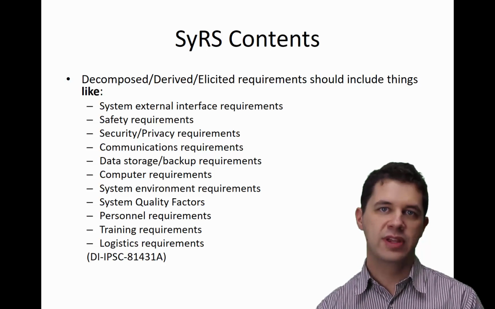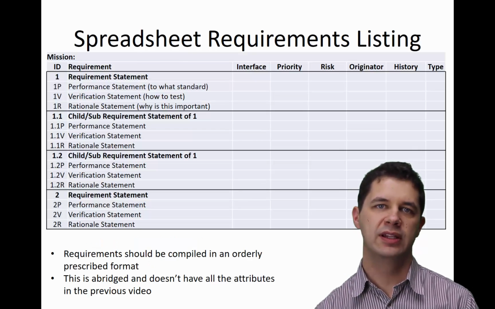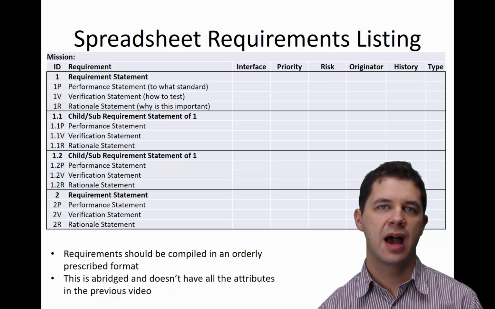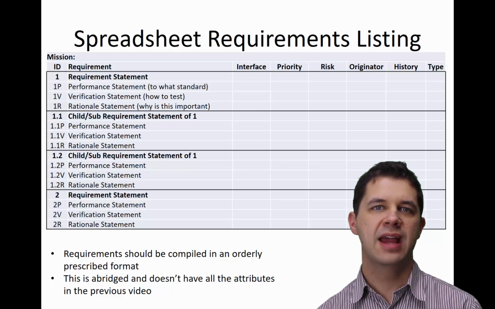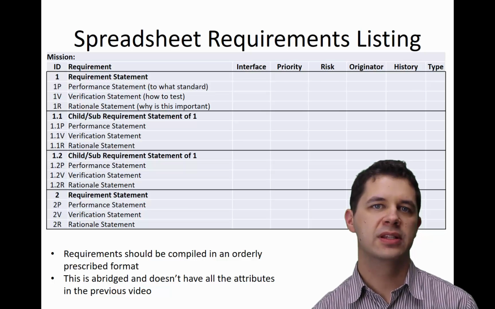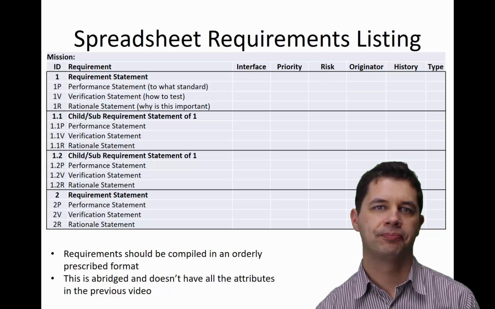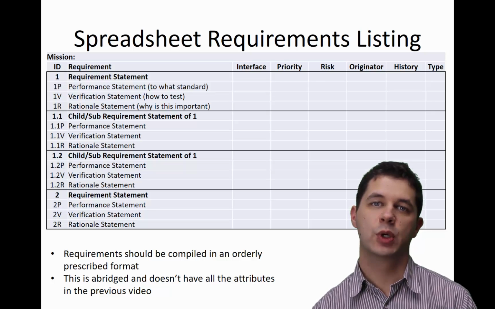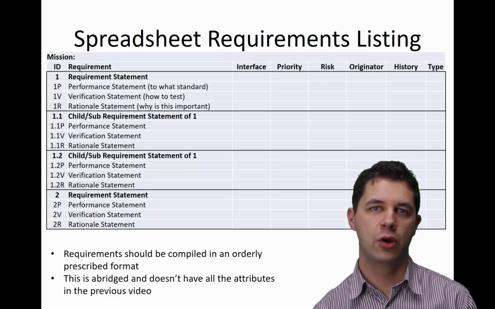My suggestion for this detailed listing of requirements would be the sort of spreadsheet listing that we listed earlier, where we list the actual requirement as a requirement statement, and we've got the performance statement, the verification statement, and the rationale statement of why it's actually there. That gives you a bit of an overview of the system requirement specification document and should start you along the way of actually creating your own for the assignment.